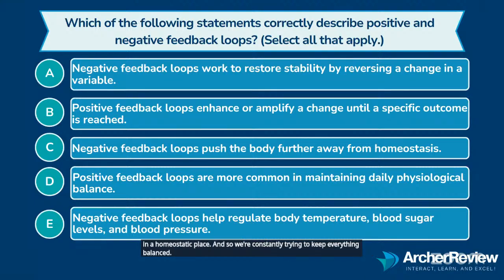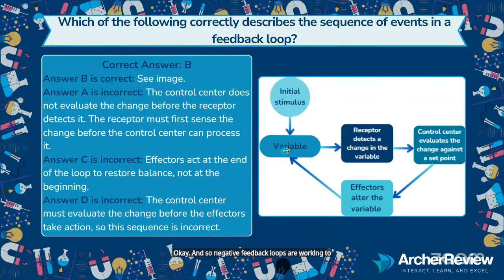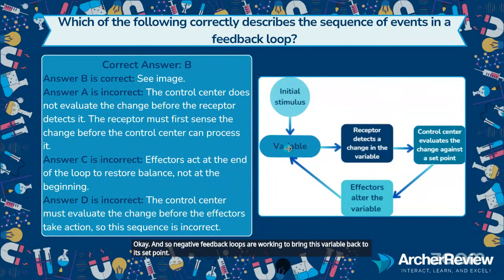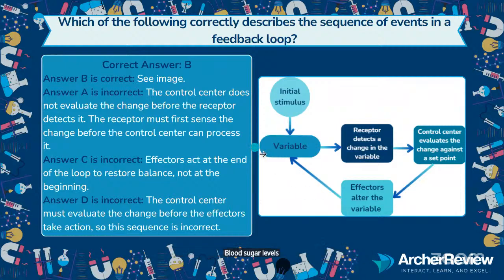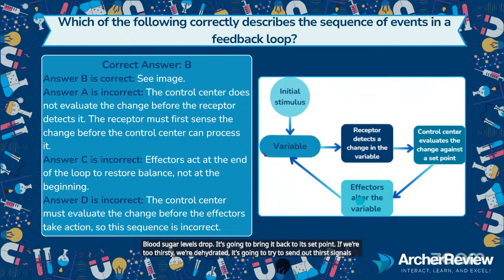Okay. And so negative feedback loops are working to bring this variable back to its set point. Blood sugar levels drop, it's going to bring it back to its set point. If we're too thirsty, we're dehydrated, it's going to send out thirst signals for us to drink water. So everything is about balance in that regard.